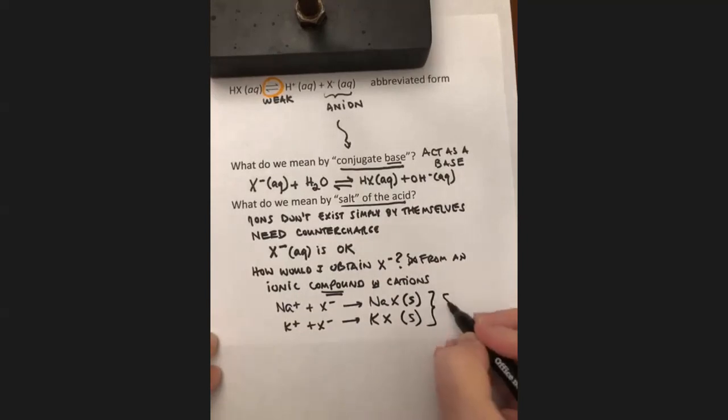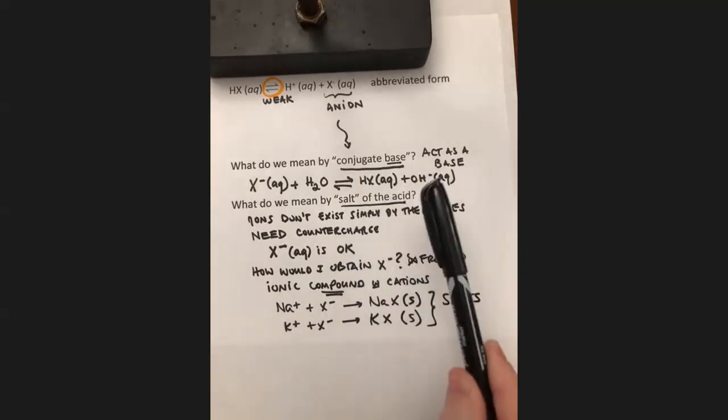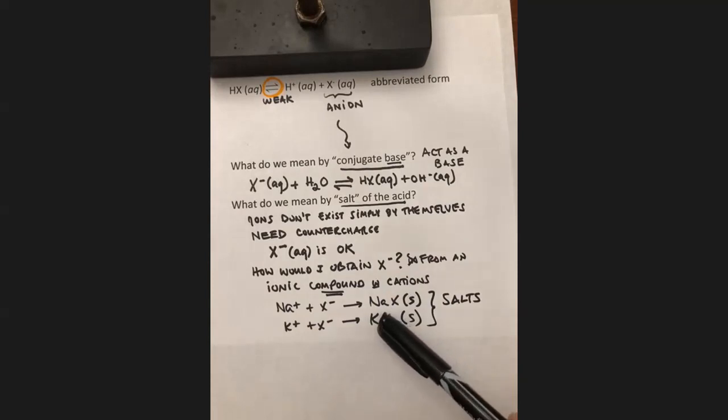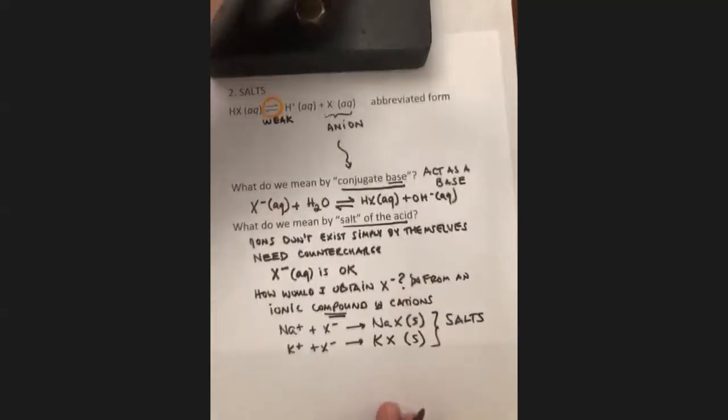And that's why we call them salts. So the salt of the acid is simply the conjugate base in the form that we would obtain it normally in nature, which is in the form of a salt, right? So that's where the whole thing comes in with salt.